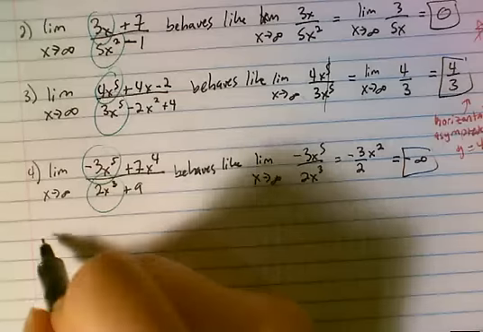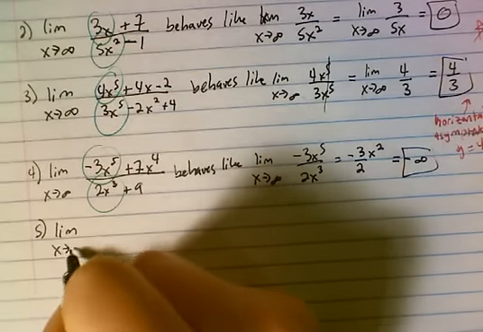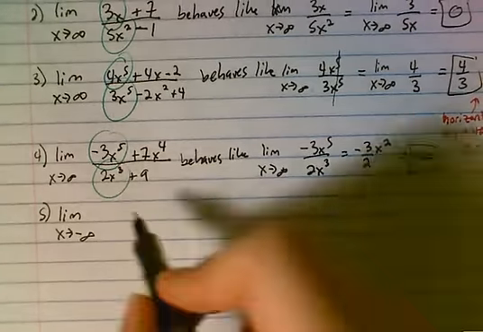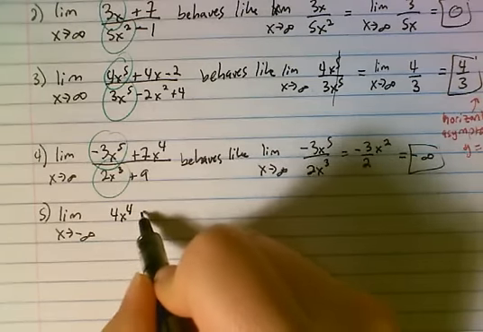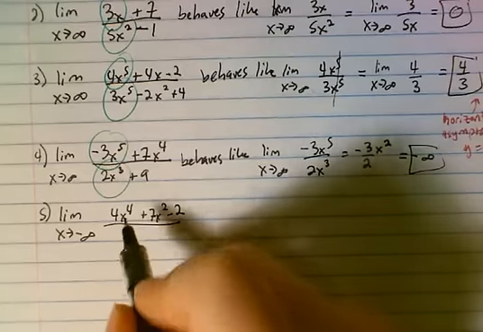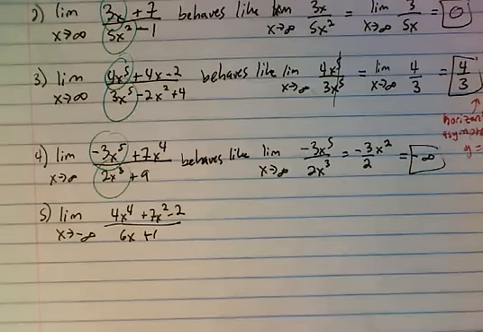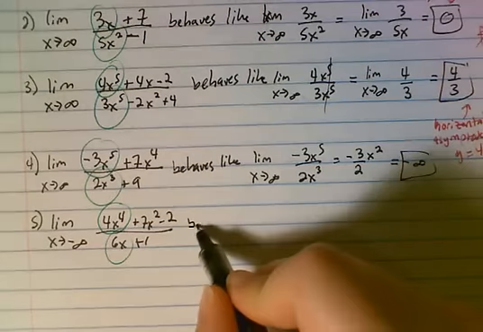We can also work with problems where we are taking the limit as x approaches negative infinity. Same idea, it's just we might have a different sign. So let's say our function is 4x to the 4th plus 7x squared minus 2 all over 6x plus 1. That means these are our terms for the biggest exponents.